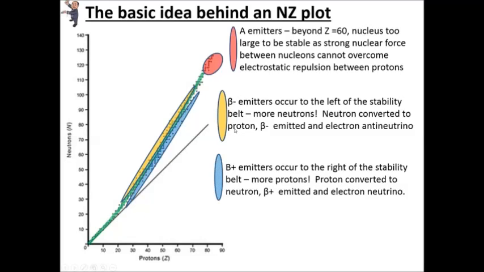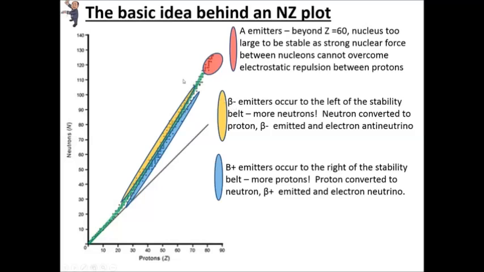And then underneath the line, we've got the beta-positive emitters, the positron emitters, and these are to the right of the stability line, or underneath the line, and these have got more protons. Because they're proton heavy or proton rich, a proton can be converted into a neutron, which is exactly what happens in a beta-positive decay, where you get a positron and a neutrino being emitted.